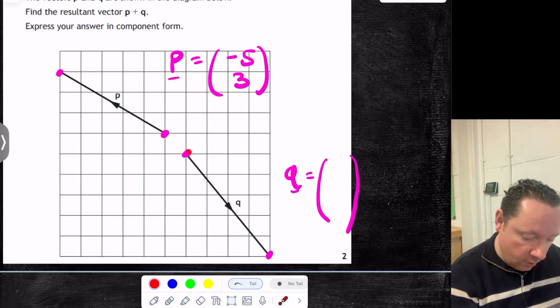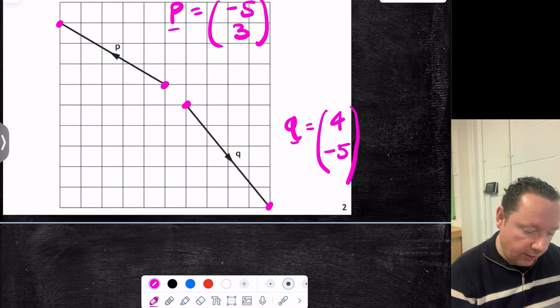So I'm going to go along. Starting here, I need to go right. 1, 2, 3, 4. I've gone right, so it's positive. And then I need to go down, so it's negative. 1, 2, 3, 4, 5. So it's negative 5. And now I just need to add these two vectors together.